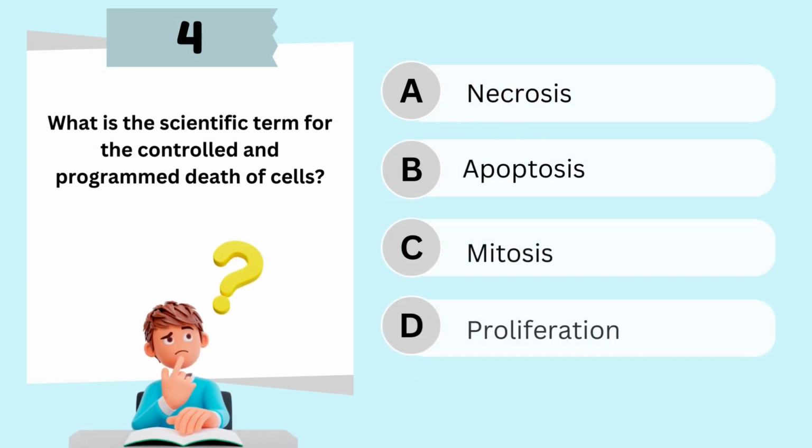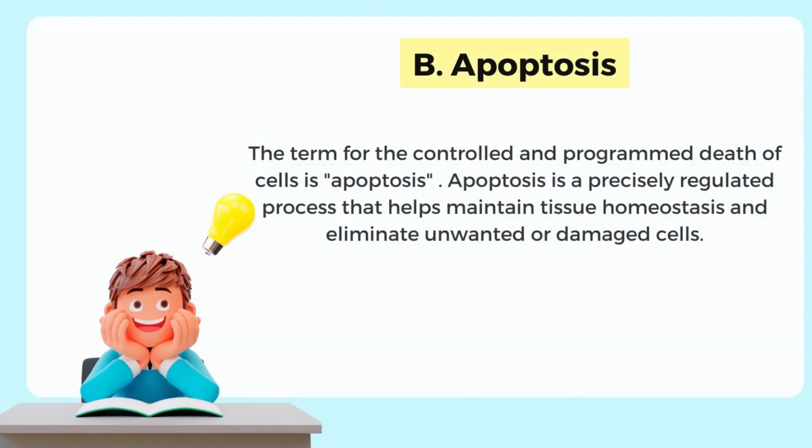What is the scientific term for the controlled and programmed death of cells? The correct answer is B. Apoptosis.